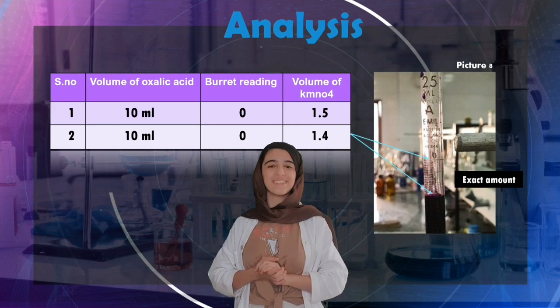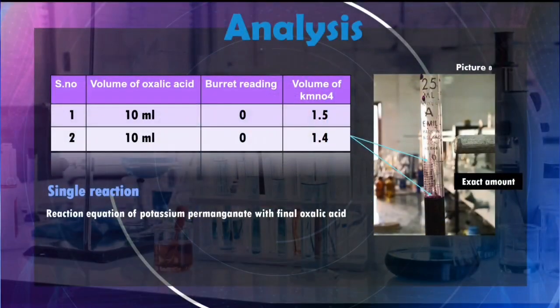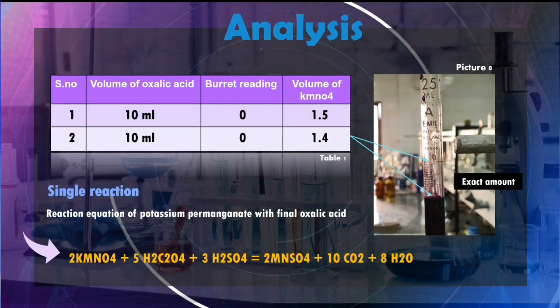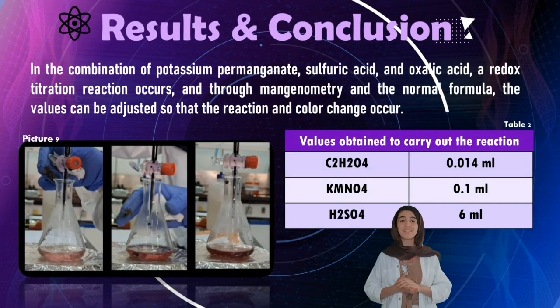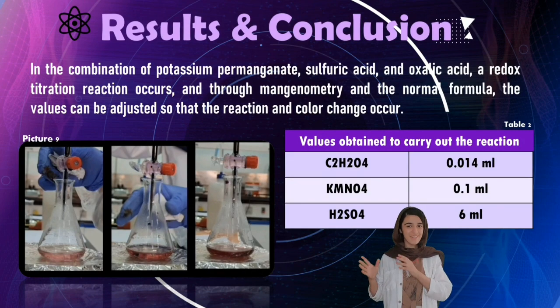That is the exact amount from the equivalence point. The reaction equation of potassium permanganate with oxalic acid is 2KMnO4 + 5H2C2O4 + 3H2SO4 = 2MnSO4 + 10CO2 + 8H2O. Here in this chart, you can see finally the values needed to carry out the reaction.